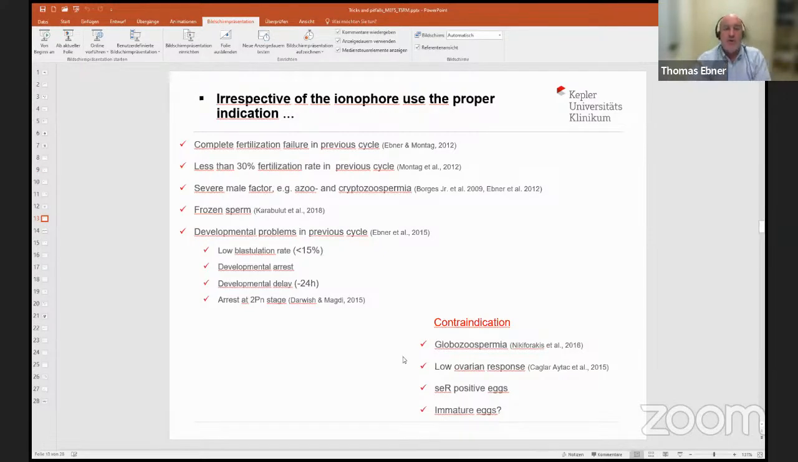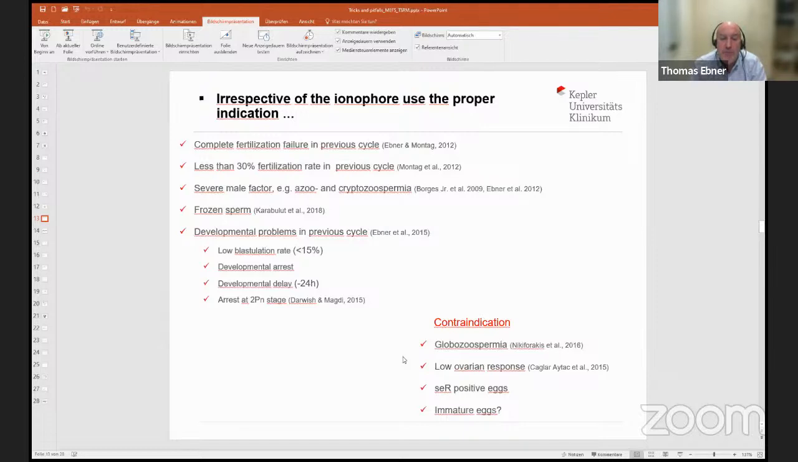This slide has also been shown before, at least in part. Incomplete fertilization failure in previous cycles definitely is no option to do ICSI again over and over. So you have to do something. The patient requests something new, some adaptation of the protocol, and artificial oocyte activation would be my first choice in case of complete fertilization failure. But also, as has been pointed out earlier, 30% fertilization rate may serve as a threshold to use ionophore or not in the next cycle. It is also used in severe male factor like azoospermia and cryptozoospermia, and in frozen sperm as well.